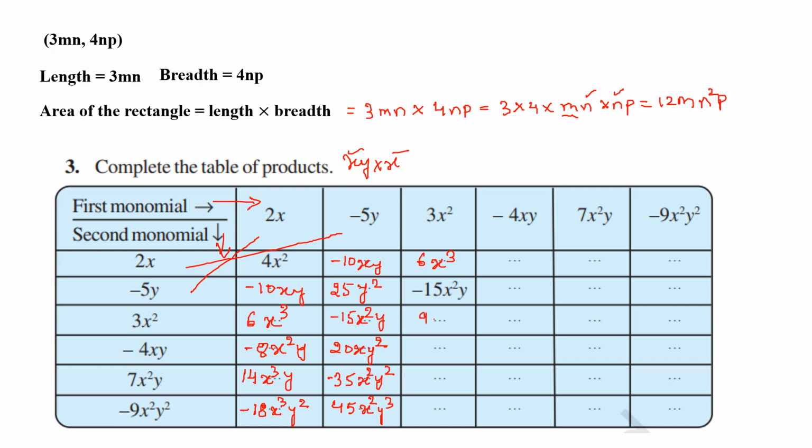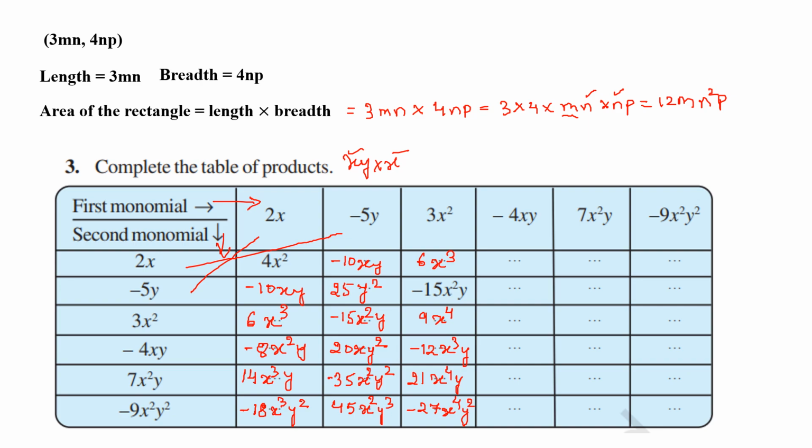3 into 3 is 9. x square into x square is x to the power 4. Then minus 4xy into 3x square. So minus 12. x into x square is x cube into y. Then 7x square y into 3x square. 7 3s are 21. x square into x square is x to the power 4 and y. Minus 9x square y square into 3x square. So minus 9 into 3 is minus 27. x square into x square is x to the power 4 and y square. So I am done with the third column also.